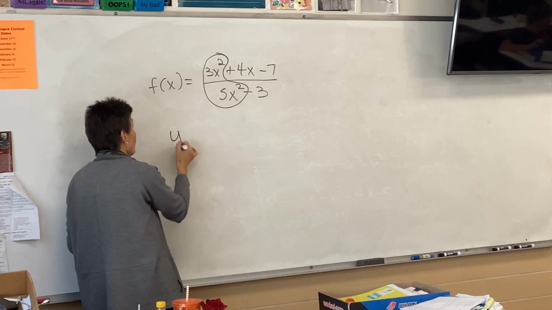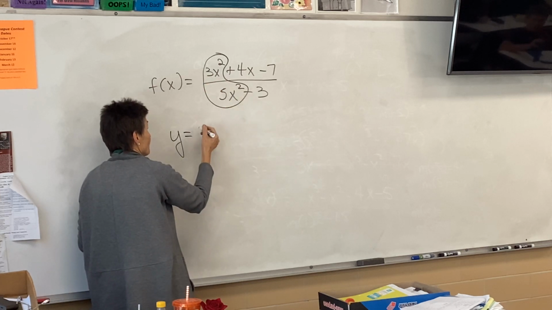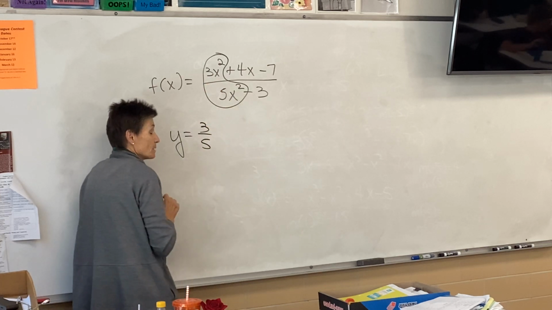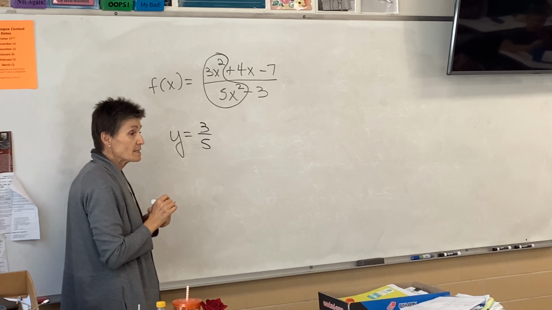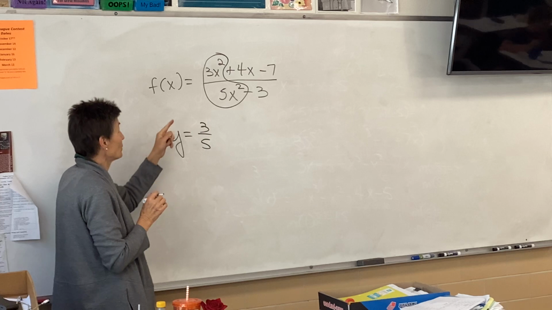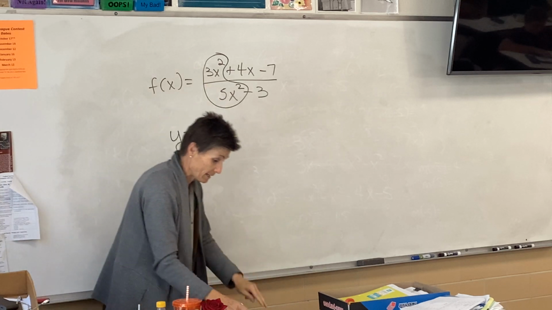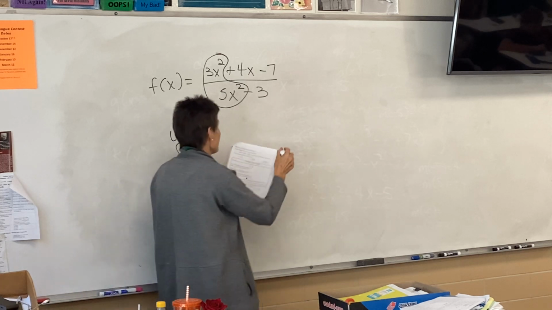This one has a horizontal asymptote. What is that horizontal asymptote? 3/5. Horizontal asymptotes are a form of end behavior asymptote. So you're asking yourself what happens as x gets really, really big. Now, let's look at B.